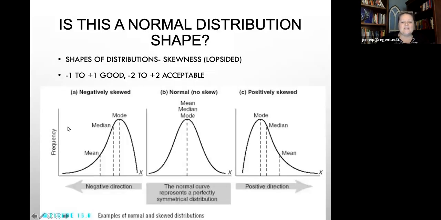So here we have the issue of symmetry, and particularly with skewness, right? When something is not symmetrical, it is skewed. And what you have here are 3 pictures of 3 different types of skewness. The one in the middle is your nice normal bell curve, right? There's no skew there. It's symmetrical. Left and right are the same.